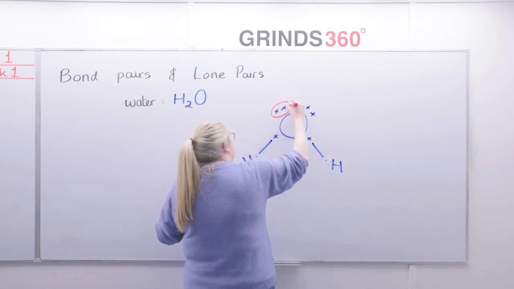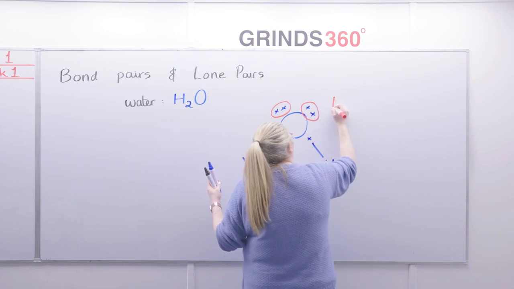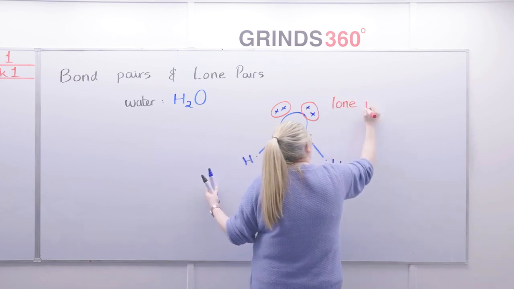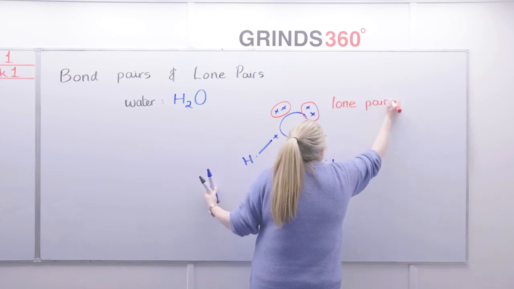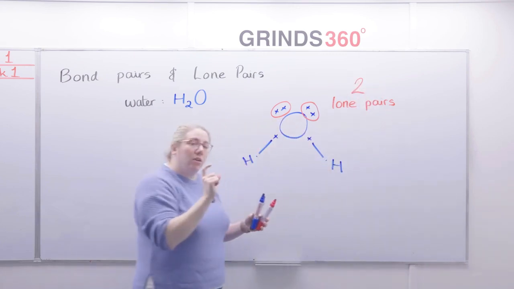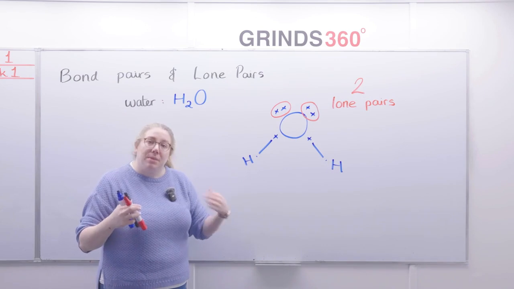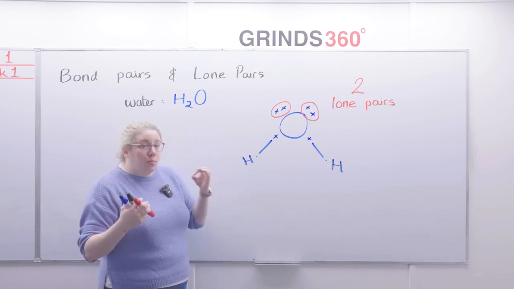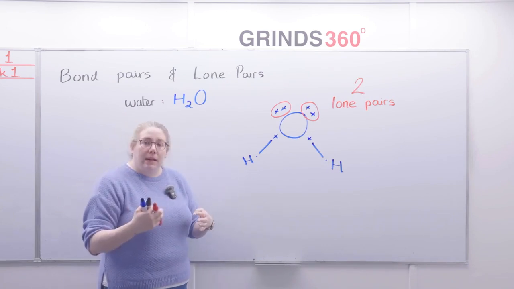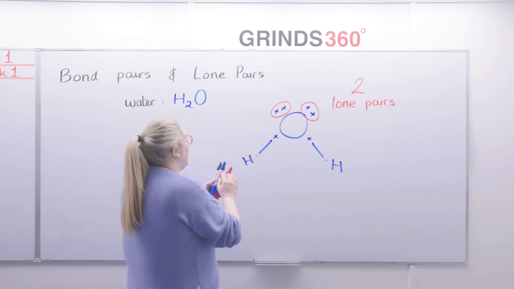You have these electrons here, which are not involved in bonding. They are called the lone pairs. And oxygen, in this case, has 2 lone pairs. Now, they are grouped together as a pair. We don't say that there's 4 of them because there isn't. There's 2 pairs, and in total there will be 4 electrons, but we call them 2 pairs, or 2 lone pairs.